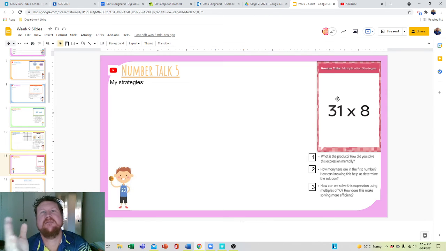3, 6. No, 3. What? I remove the 10. 3 times 8 equals 24. Then I put the 0 back on the end, 240. And I just added that extra 8 on the end, because it's 1 times 8.